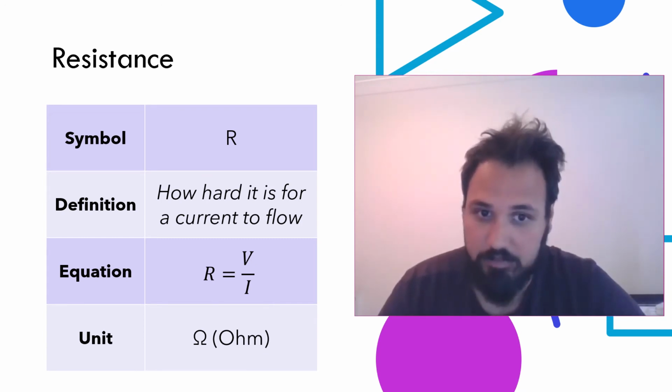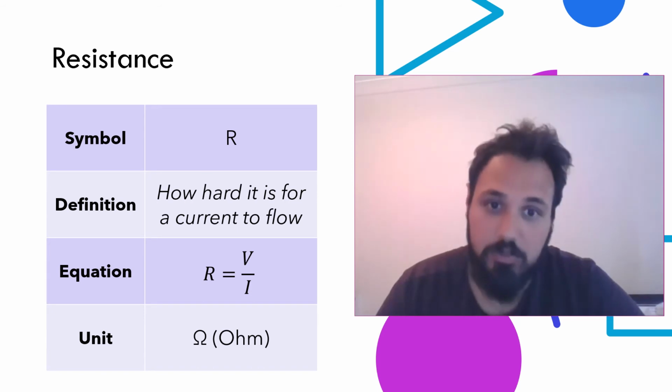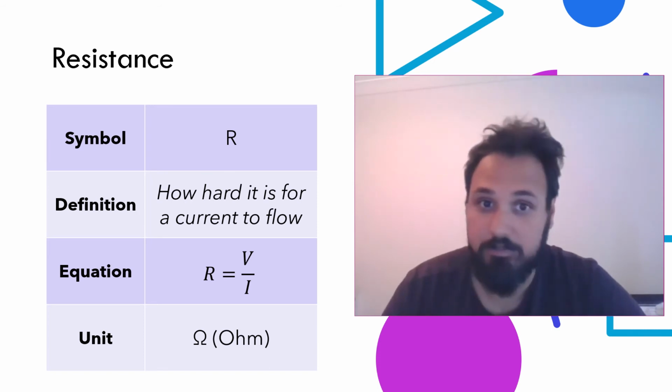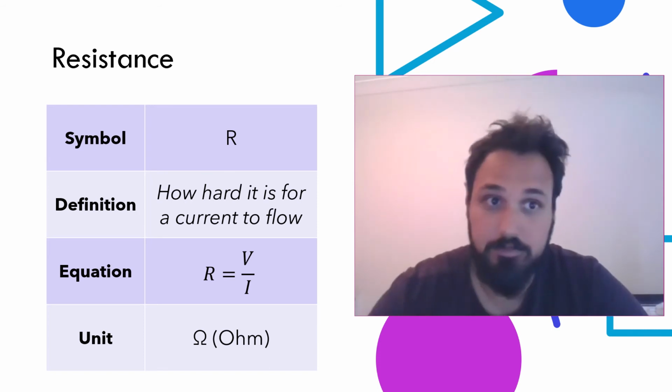and we use an omega sign, a Greek letter, as the unit. Now this is called the ohm, and that's the same ohm that we think about with Ohm's law. So Ohm's law, V equals IR. We can rearrange that to say R is V divided by I to work out what the resistance is.